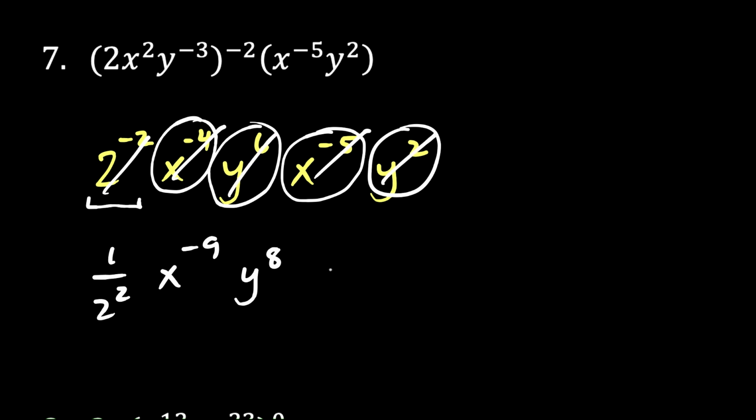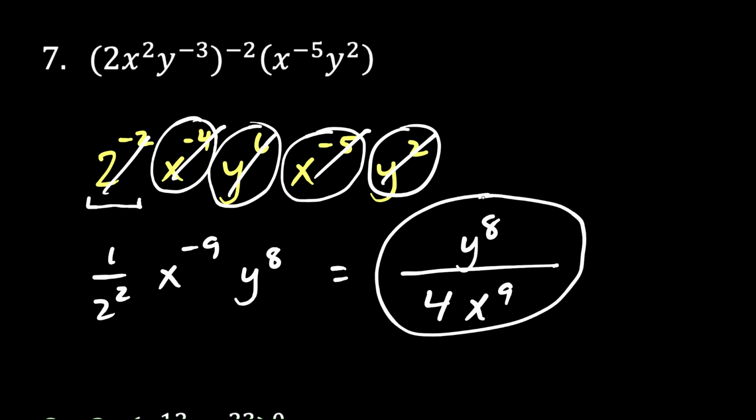So if we write this as a fraction, because we know we're going to end up having this 1 over 2 squared, the denominator is going to be 4. x to the ninth is going to go in the denominator as x to the positive ninth. And then y to the eighth will be in the numerator because we're not going to move that. And we are done. That is the answer.